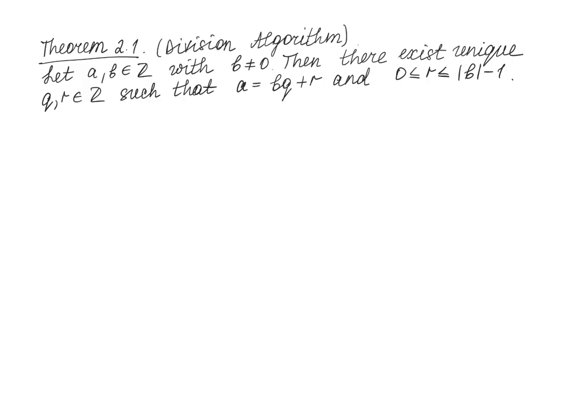Notice here that we have this phrase, there exist unique. So what does it mean? It means that the proof will consist of two parts, existence part and uniqueness part. It's not difficult to prove this theorem using just axioms of integers, but we're going to give a slightly different proof, which is slightly more intuitive, but we will need to use some basic properties of real numbers.